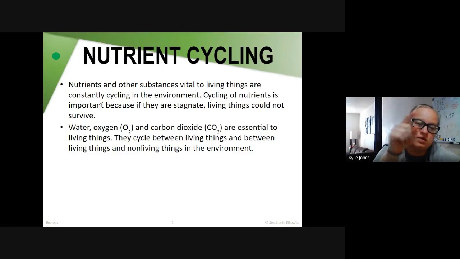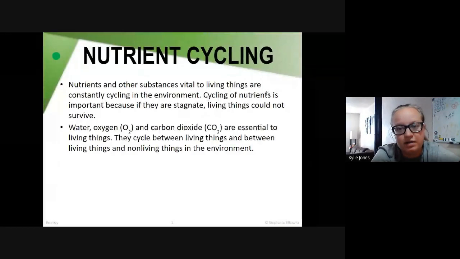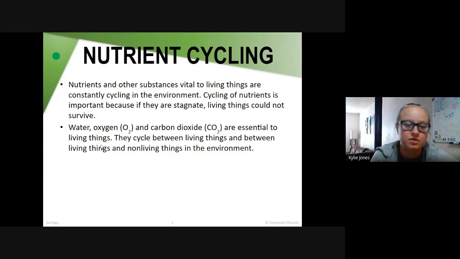If it's cycling, it means it's going into the environment, out of the environment, back in, back out, back in. It just kind of goes in a circular motion of being useful and then being recycled back into the environment. Okay, so the cycling of nutrients is important because if they are stagnant, stagnant means that they're standstill, they don't move. If these nutrients are not cycling, these living things are not going to survive. So we need water, oxygen, and carbon dioxide. They're essential to living things. They cycle between living things and other living things. Sometimes they go into non-living things, but they just cycle in and out of when and where we need them, like a circular motion.